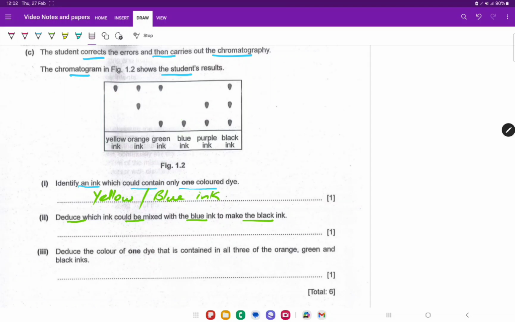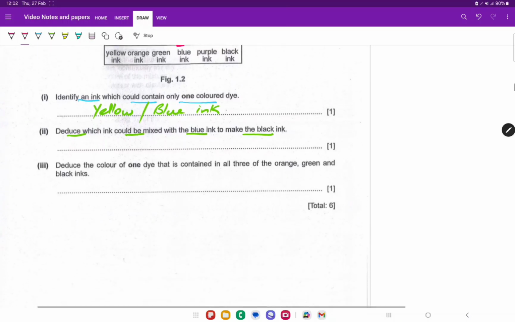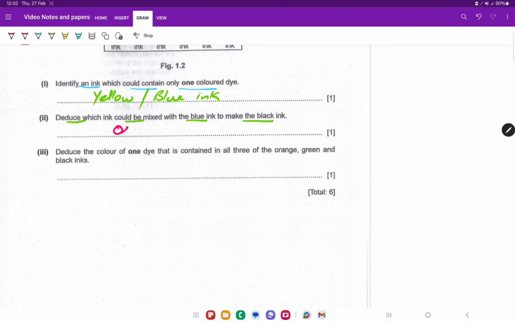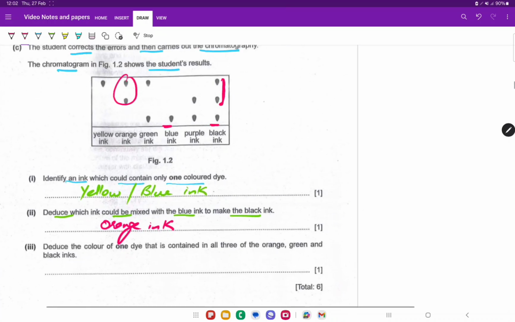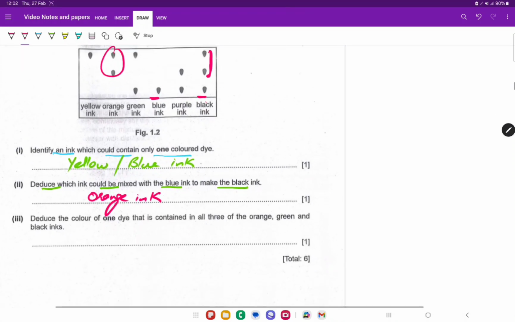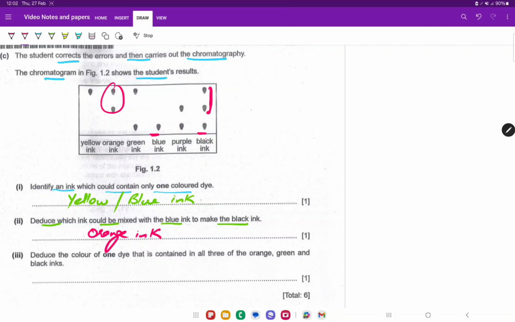Blue ink has this and black is also this. To make the black, we have to mix these 2 components also, and these 2 components are present in the orange. So I can mix the orange ink with blue ink so that I can get a black ink. Answer will be orange ink. Okay, because when these 2 and this dye will mix, they will convert into a black ink. Black ink contains these 3 types of dyes.